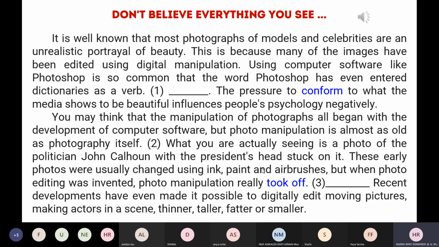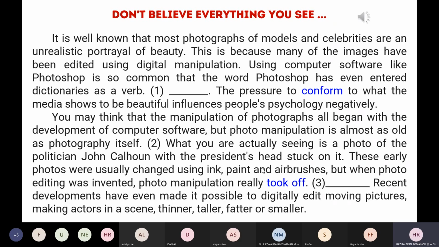Module 8. Image. 8A. Read. B. Can you guess what photo manipulation is? Read the text quickly without paying attention to the missing sentences and check your answers. Don't believe everything you see. It is well known that most photographs of models and celebrities are an unrealistic portrayal of beauty. This is because many of the images have been edited using digital manipulation. Using computer software like Photoshop is so common that the word Photoshop has even entered dictionaries as a verb. The pressure to conform to what the media shows to be beautiful influences people's psychology negatively.